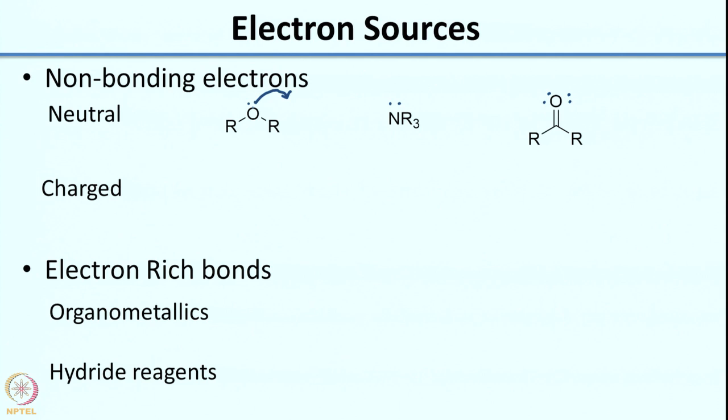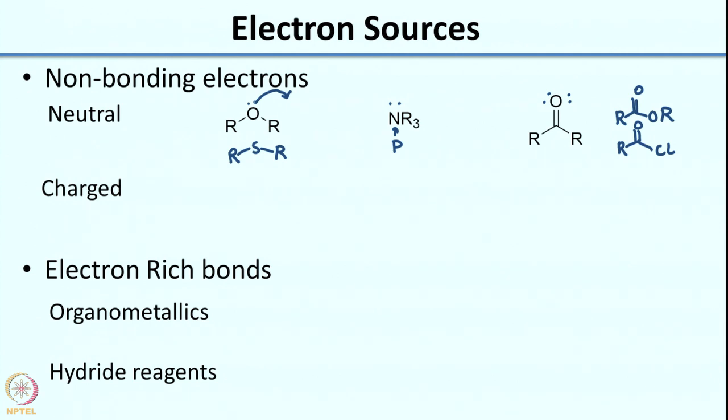Now instead of oxygen, you can also think of sulfur. Instead of nitrogen, you can also think of phosphorus. And instead of a ketone, you can also think of other acid derivatives. You can think of esters, you can think of acid chlorides. So in all these cases, the lone pair would be an electron source. When you push your arrows, the source would be from the lone pair.